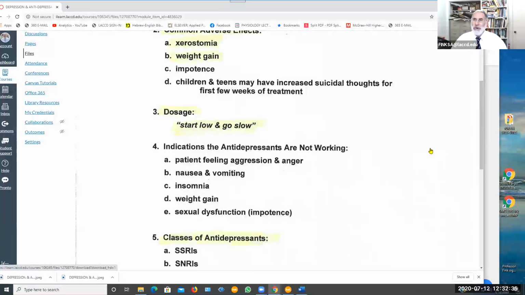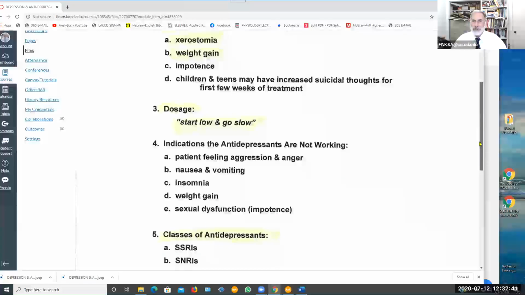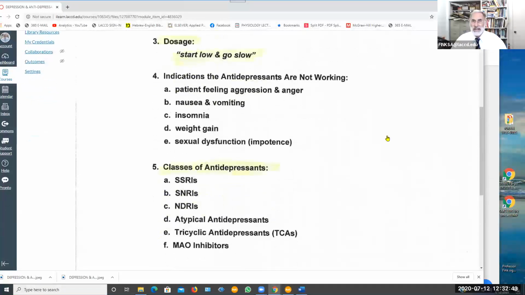So start low and go slow. Slowly raise the dose and be slow to change the medication that the patient is taking. The indications that the antidepressants aren't working might include aggressive behavior and anger. This is a side effect of the antidepressant, and it's not having the desired effect. In fact, quite the contrary.